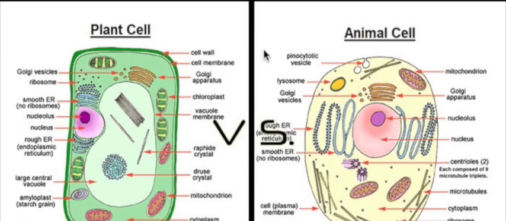We also have a nucleus. Here is a nucleus in an animal cell, and here we have a nucleus in the plant cell. What is the function of the nucleus? The function of the nucleus is that it contains the genetic material. It contains the materials that are required for the cells to reproduce.